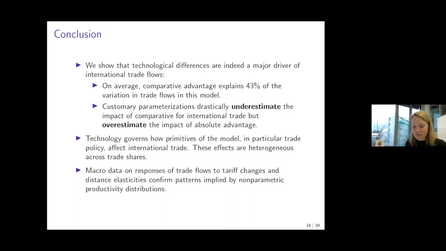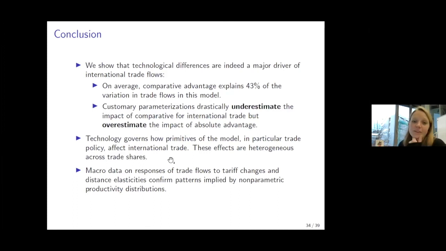It's really important to understand how the model actually plays out, to understand how the mechanisms in the model work. And we do see that this is important. We see that the effects are heterogeneous across trade shares. We do see that a lot of variation gets lost by these parametric assumptions.